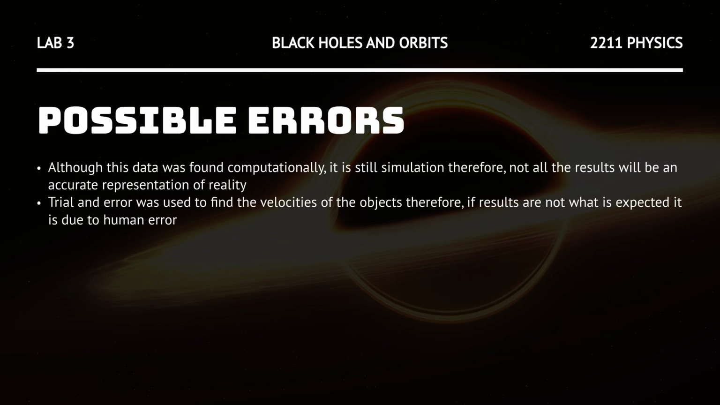Possible errors: although this data was found computationally, it is still a simulation, so the results will not necessarily be an accurate representation of reality. Also, we're using very limited forces and isolating the system from the surroundings. Also, trial and error, as I mentioned, was used to find the velocities of the objects. Therefore, if results are not what is expected, it is due to human error.